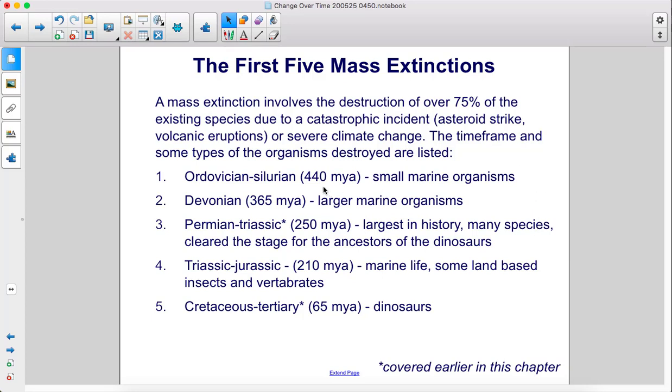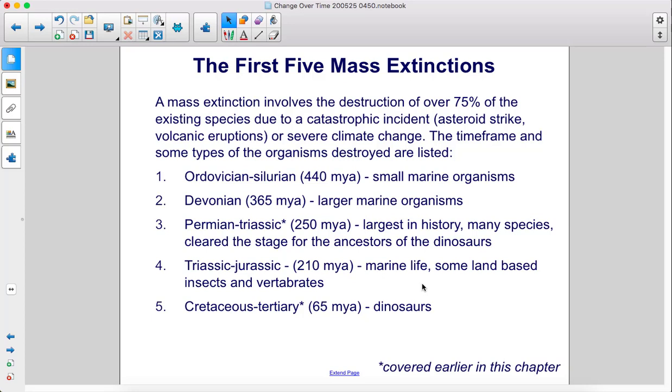Ordovician-Silurian, 440 million years ago, destroyed small marine organisms. Devonian, 365 million years ago, destroyed larger marine organisms. Permian-Triassic, 250 million years ago, was the largest in history. Many species were destroyed, and it cleared the stage for the ancestors of the dinosaurs.